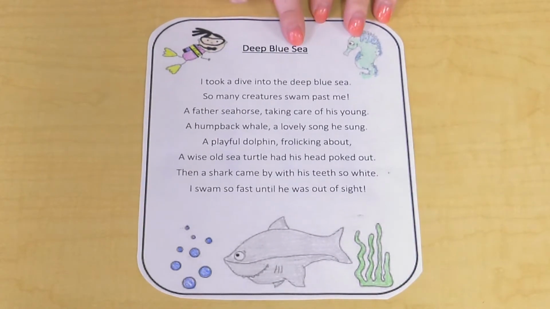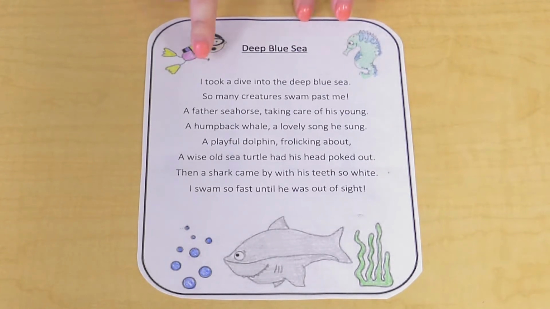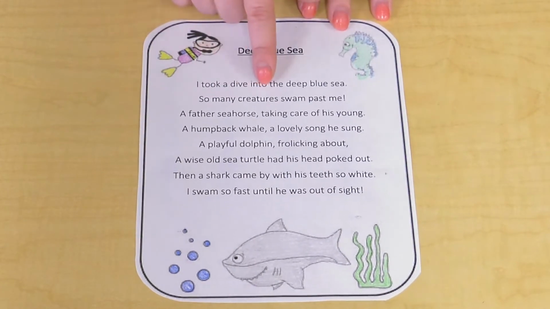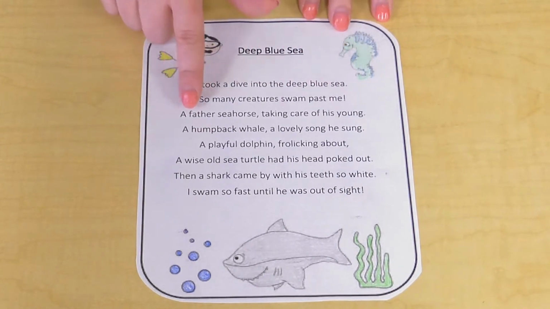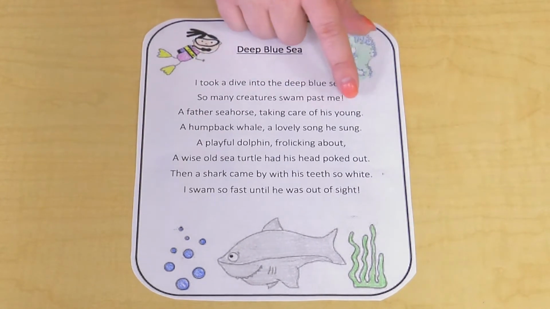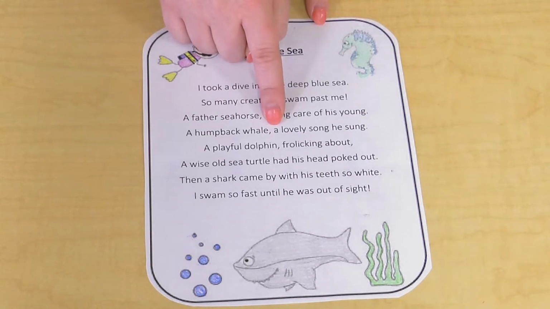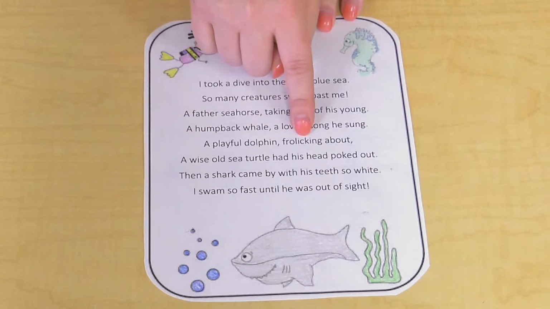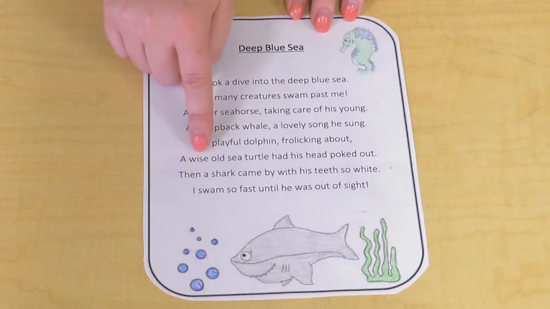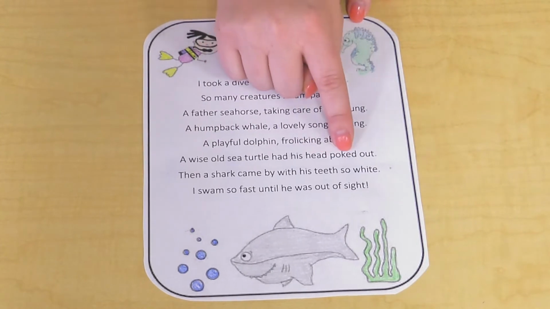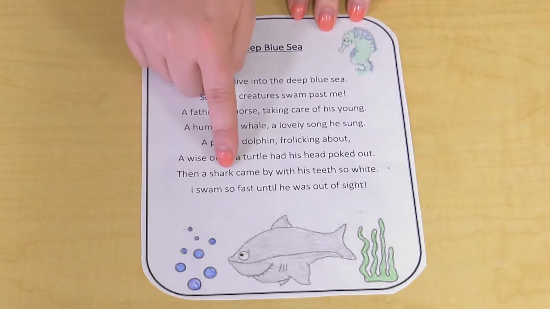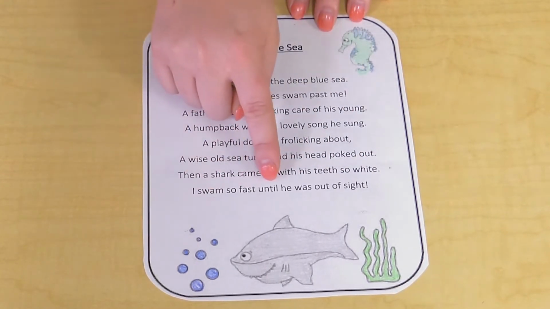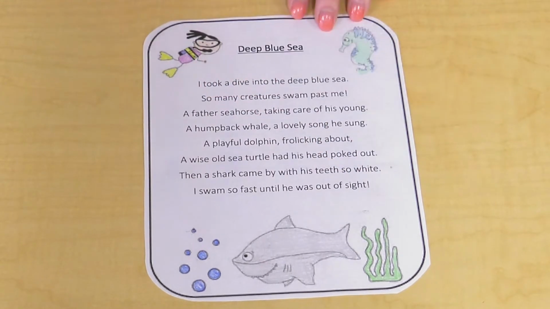Sea is just another word for ocean. I took a dive into the deep blue sea. So many creatures swam past me. A father seahorse taking care of his young. A humpback whale, a lovely song he sung. A playful dolphin frolicking about. A wise old sea turtle had his head poked out. Then a shark came by with his teeth so white. I swam so fast until he was out of sight.